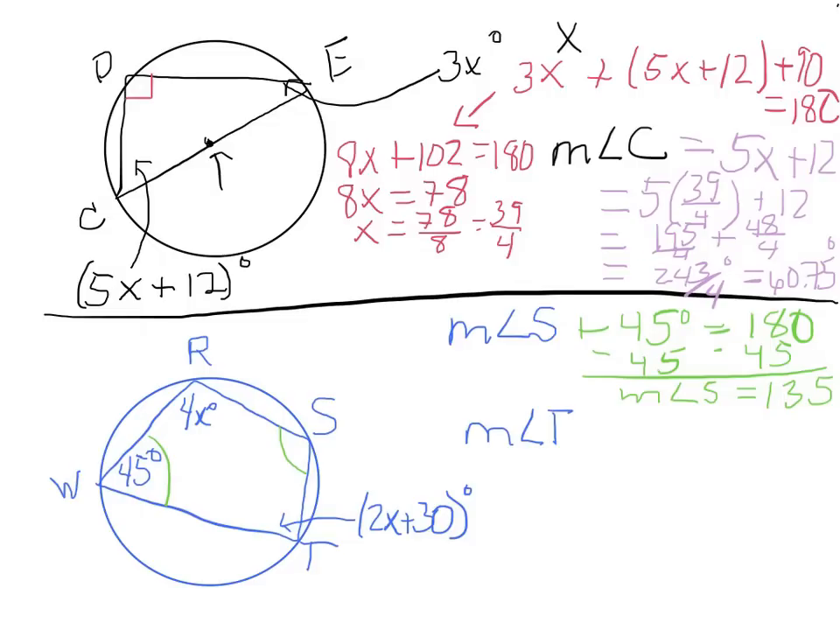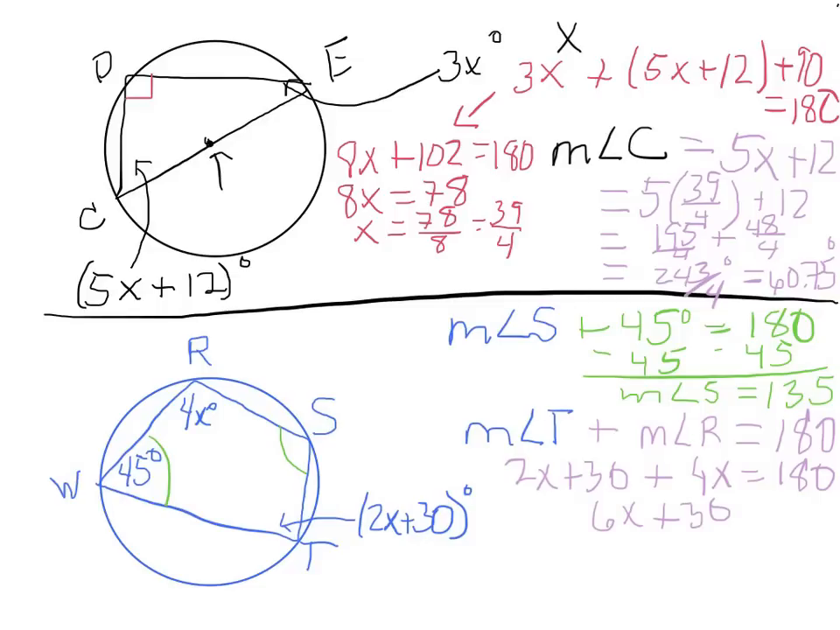So the next problem, the last problem, is that the measure of angle R and the measure of angle T are supplementary, so the measure of angle T plus the measure of angle R equals 180 degrees. The measure of angle T is 2x plus 30, and the measure of angle R is 4x, and that's going to equal 180 since they are supplementary. Well, that's pretty simple. That gives us 6x plus 30 equals 180, and 6x equals 150, and if we divide by 6 we get x equals 25.